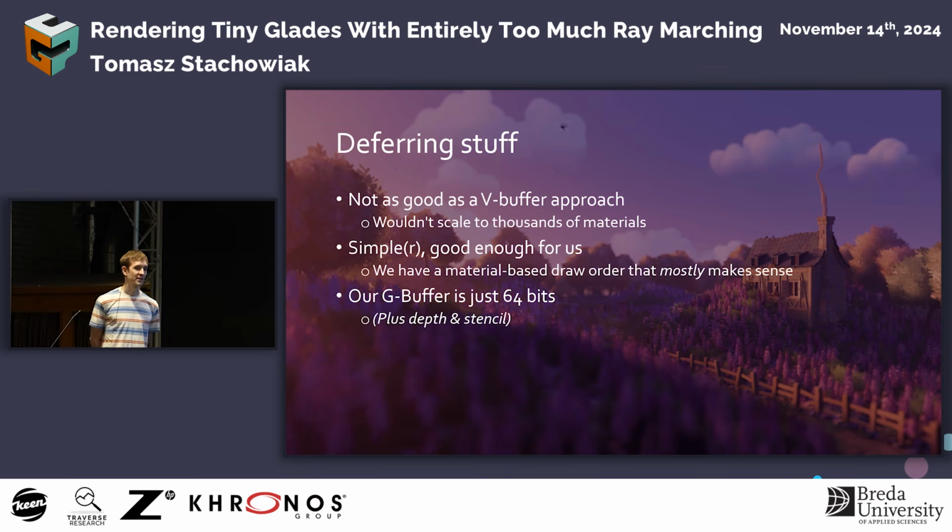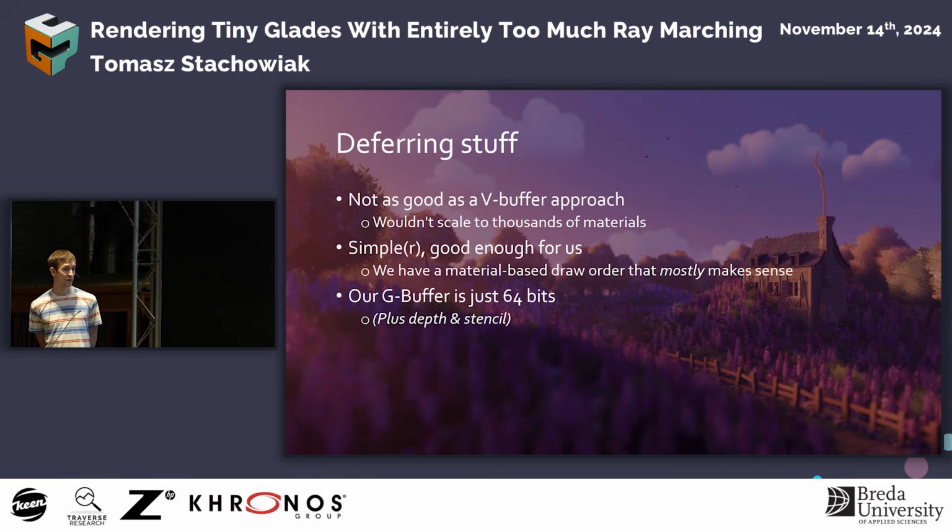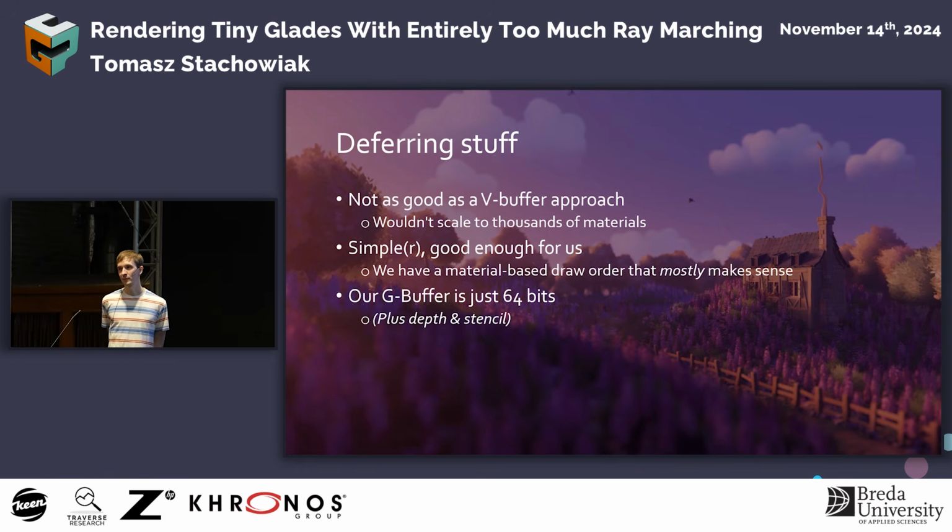And in terms of deferring stuff, this is not as neat as something like a VBuffer approach like Nanite uses, and probably wouldn't scale to thousands of materials, but we don't have thousands of materials. We have just a handful of handcrafted materials, and it ends up being good enough for us, partially because we can roughly know at the material stage in which order things should be drawn. Like we know that grass will usually not include buildings, and trees will tend to include buildings, and so on. So we can just do a classic pre-sorting based on materials. And it just happens that our gbuffer is very thin, so we can suffer some overdraw.